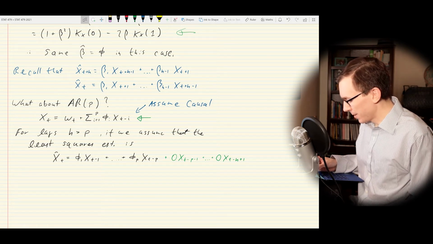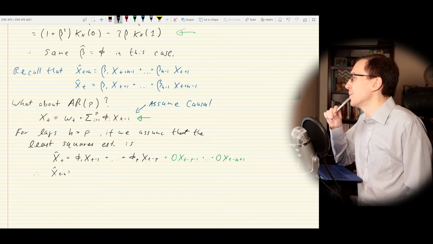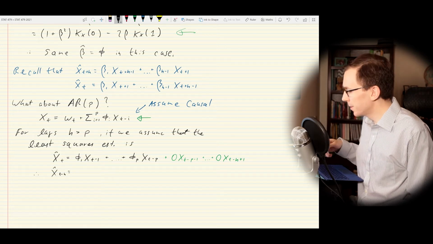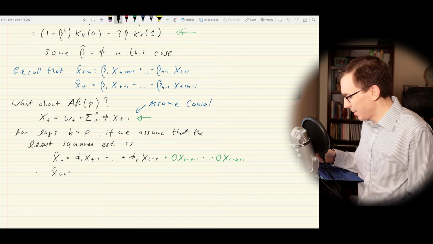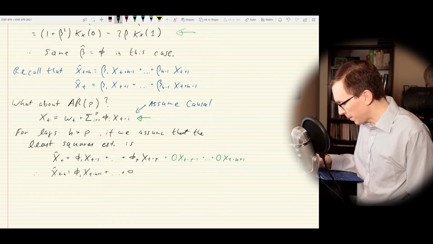And therefore, by symmetry, we would have that at t minus h. I guess I'm doing it backwards now. Before I was doing, no, this is about the same. We're good. We would have the exact same coefficients, but we would be going forward in time. So we would have x_{t-h+1}, this is phi sub 1, all the way up to phi_p.